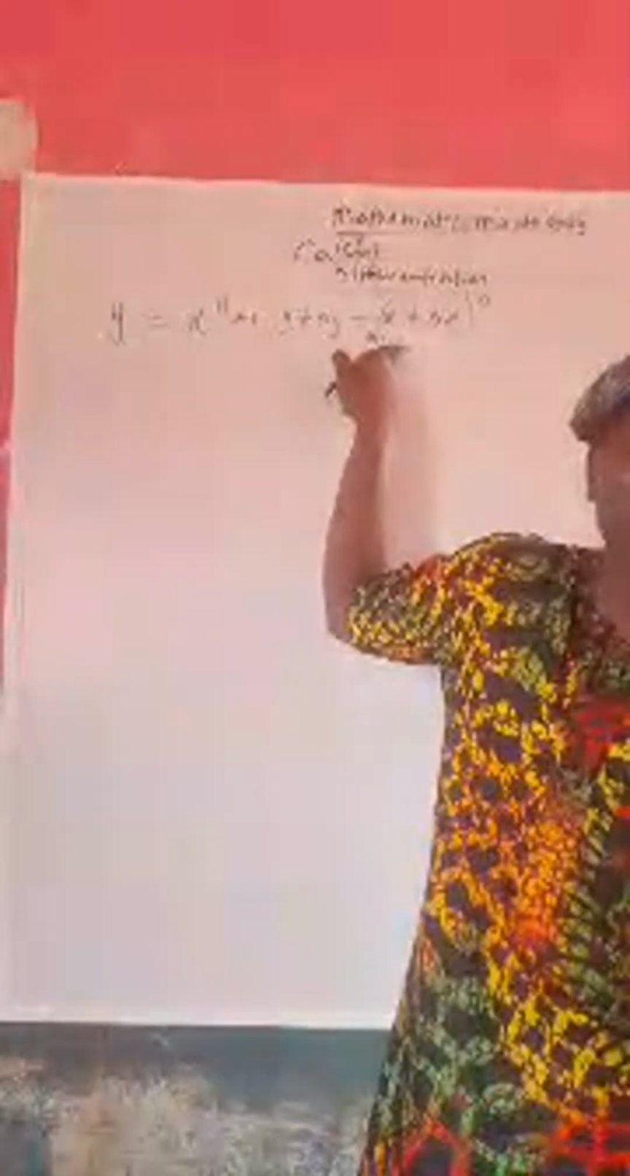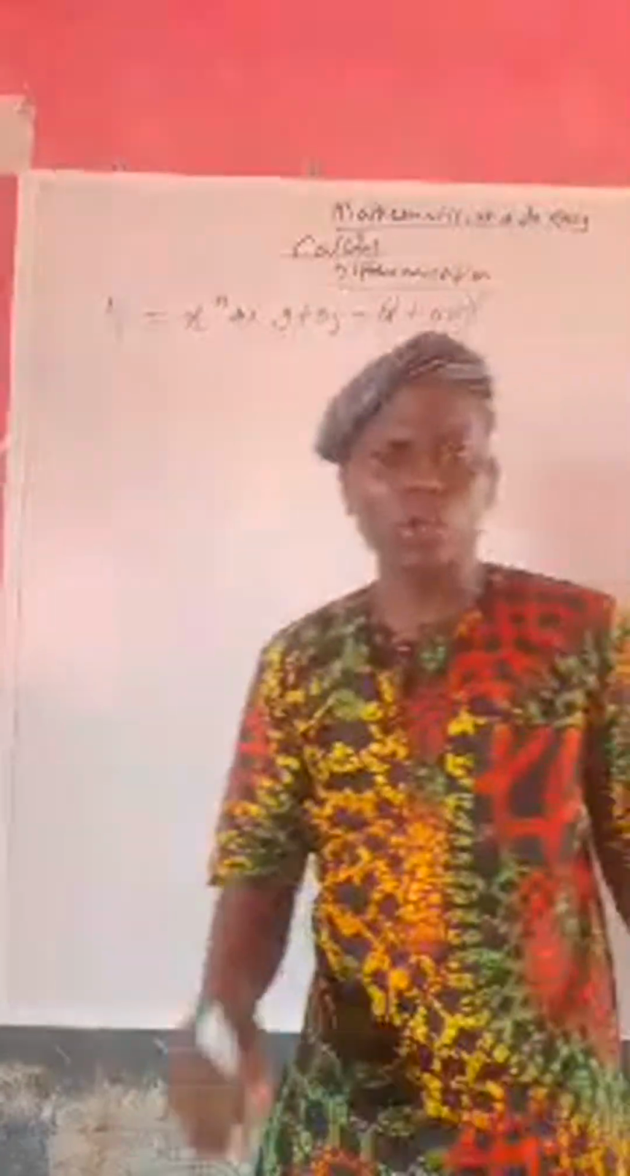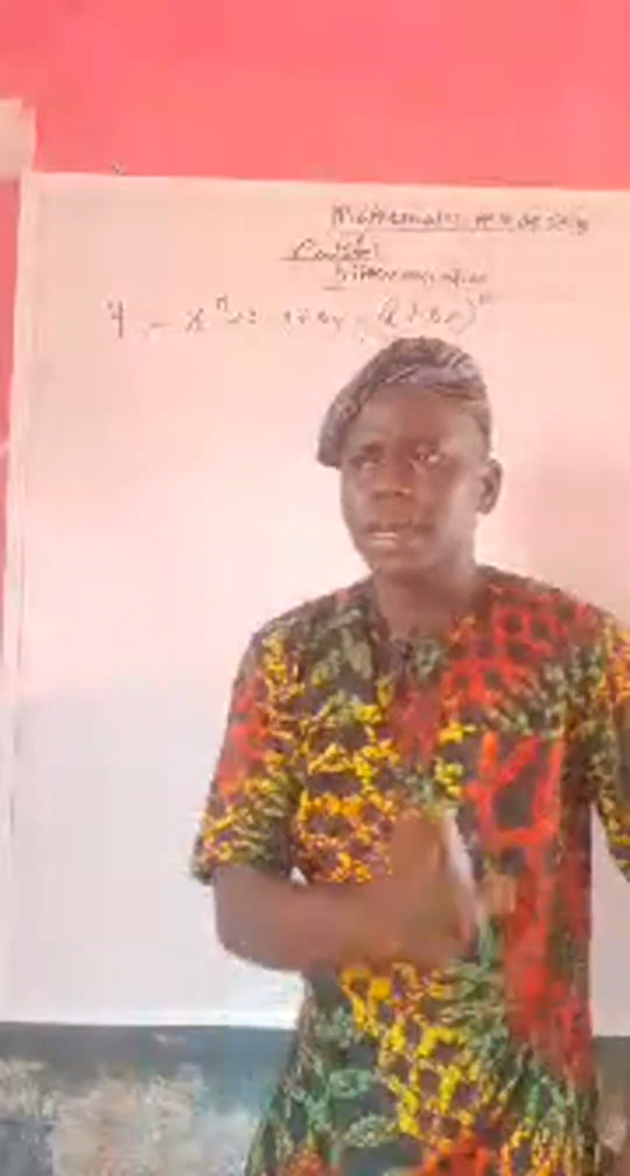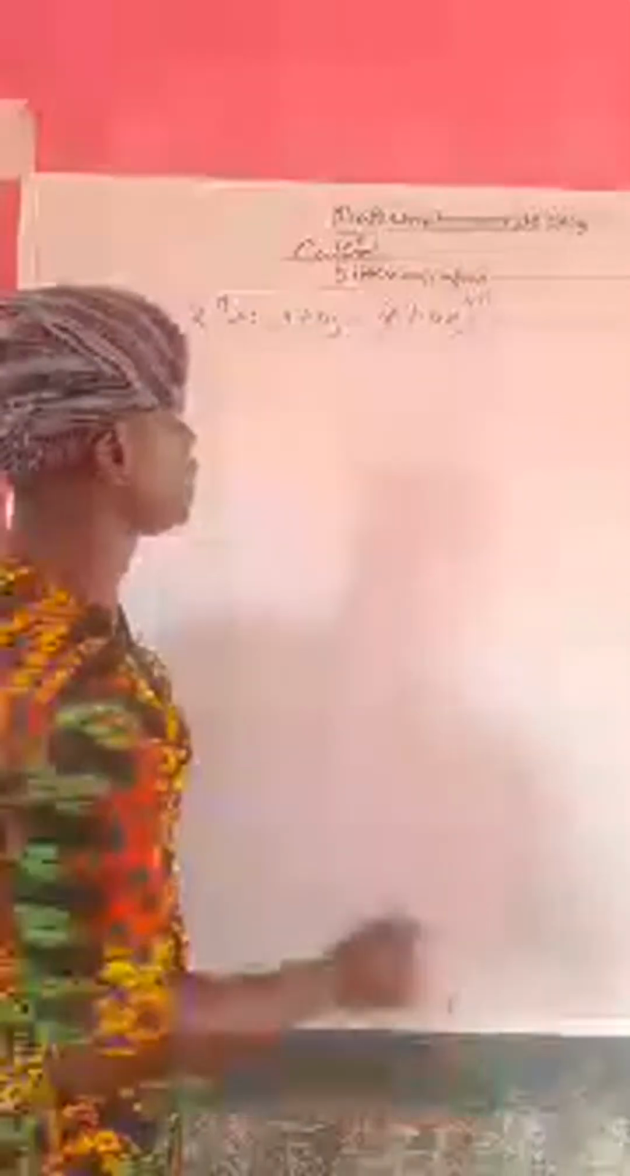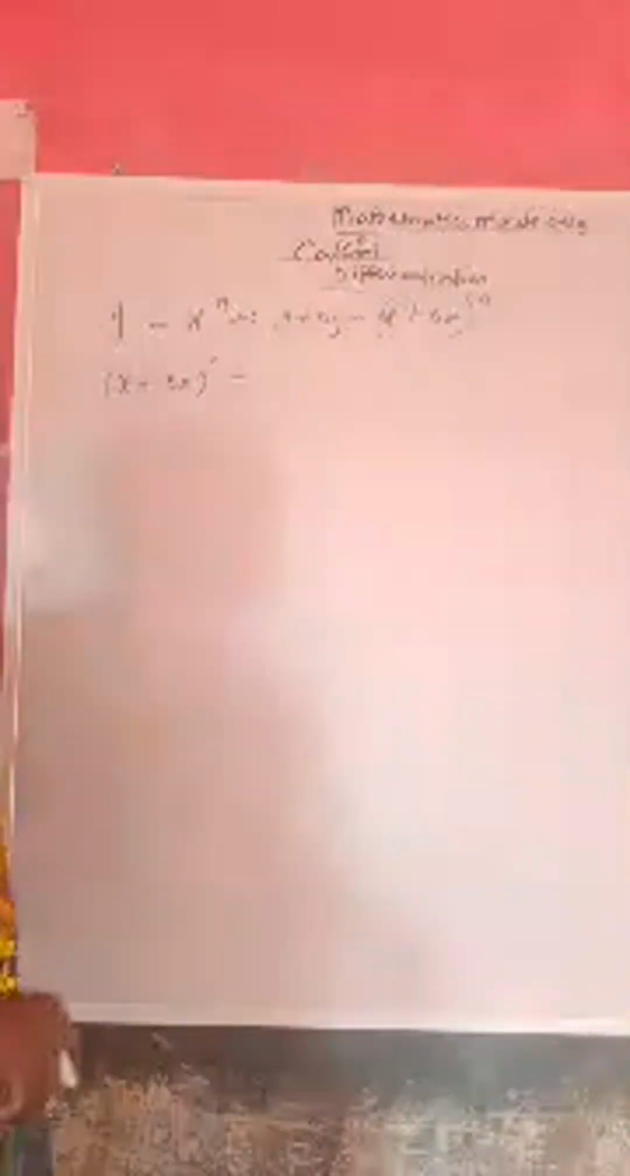Then you'll be imagining, how are we going to expand x plus increase in x raised to the power of n? How do we do that? Now, this is where your binomial expansion comes in. Your binomial expansion is very, very important right here. So x plus increase in x raised to the power of n is equal to what?